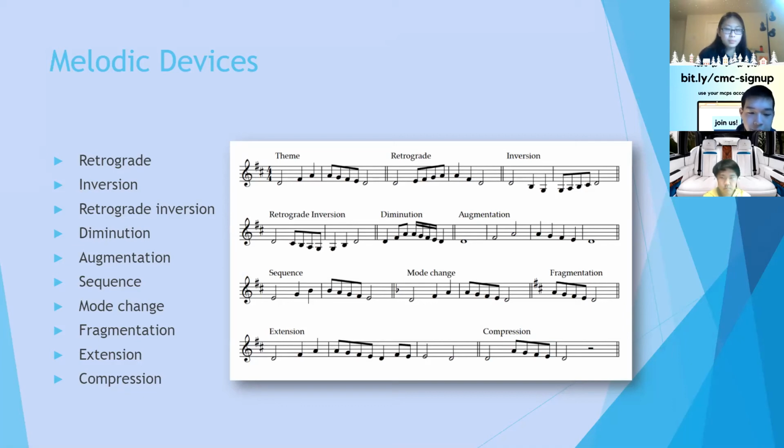And you also have diminution, which is a form of embellishment in which a long note is divided into a series of shorter rhythmic values. That's diminution right there. Anyways, there's also augmentation, which is the opposite of diminution, and it's when the motif is presented in longer rhythmic values.